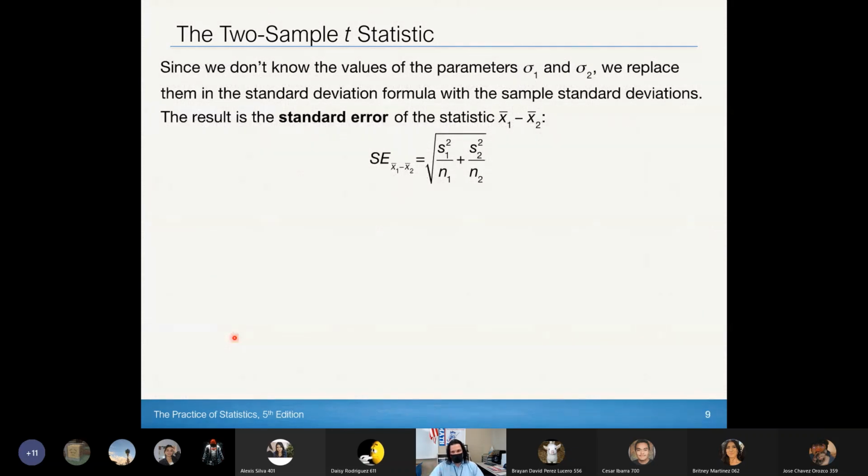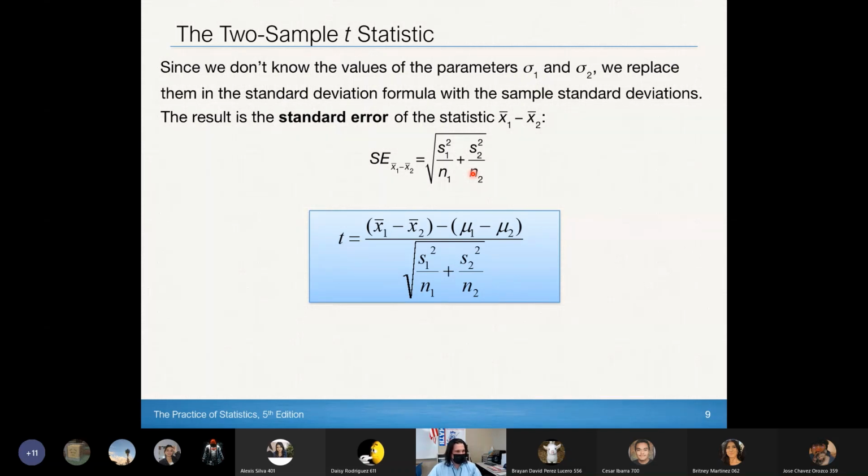All right. Now, typically, we don't know the standard deviation of the populations. That's why we're constructing a confidence interval, to get an idea of what values there are. So we replace them in the standard deviation formula with the sample standard deviations. The result is the standard error of the statistic x bar 1 minus x bar 2. The standard error is equal to the square root of the variance of sample 1 divided by the sample size of sample 1 plus the variance of sample 2 divided by the sample size of sample 2. Sorry, it's a lot of syllables.